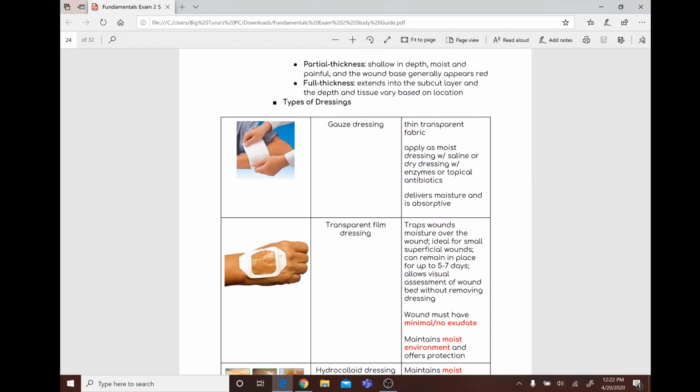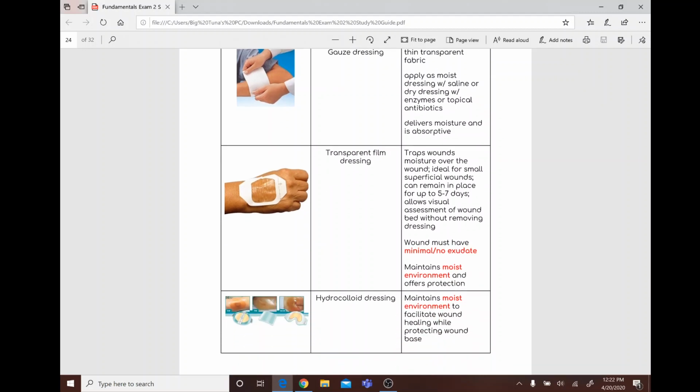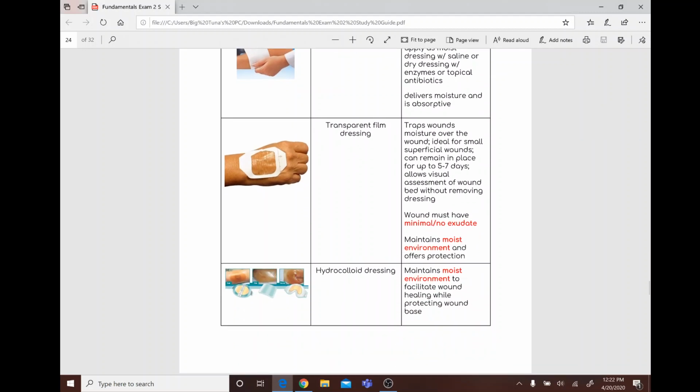Tell me about gauze dressing. Thin, transparent fabric. Apply as moist dressing with saline or dry dressing with enzymes and topical antibiotics. Delivers moisture and is absorptive. Tell me about a transparent film dressing. Traps wound moisture over the wound. Ideal for small superficial wounds. Can remain in place for up to 5 to 7 days. Allows visual assessment of wound bed without removing dressing. Wound must have minimal to no exudate. Maintains moist environment and offers protection.